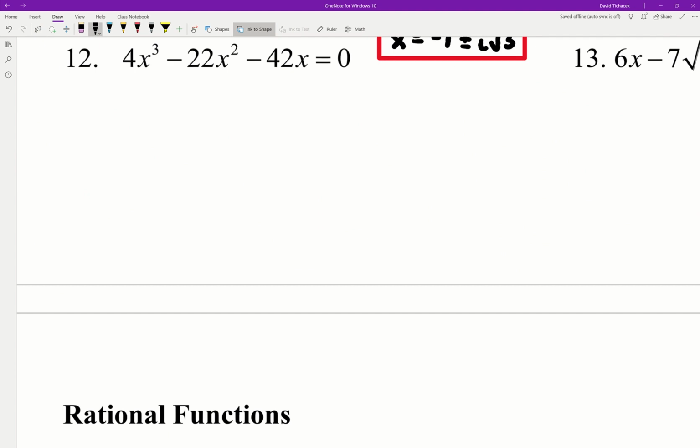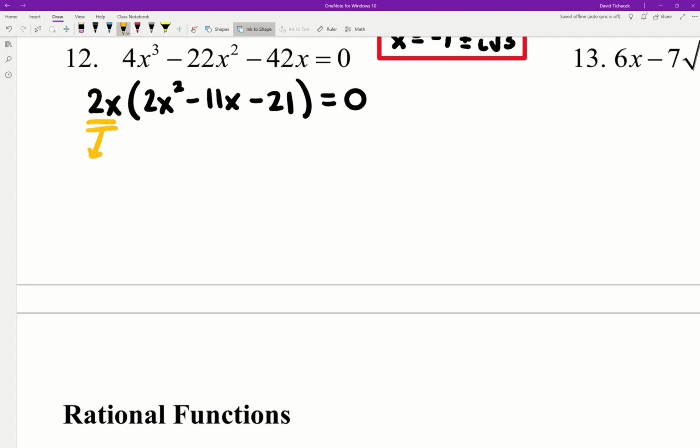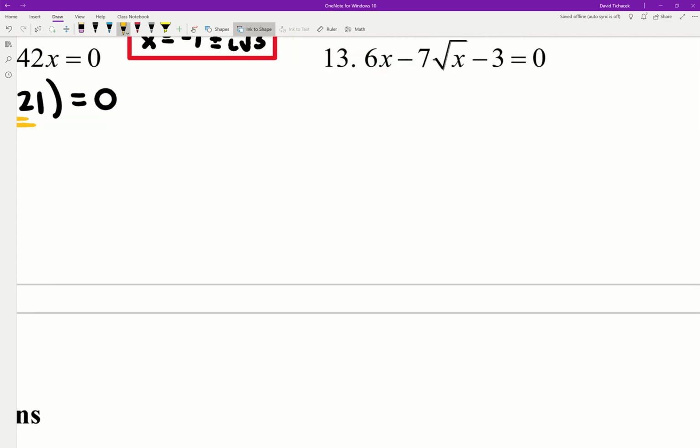So we would maybe want to factor out a 2x in this case as the GCF in all 3 of these terms. So 2x, and that would leave behind, of course, 2x squared minus 11x minus 21 is equal to 0. And then we would need to go through and perform the zero product property here, right? So 2x, set that equal to 0 and solve. You would get x is equal to 0. And then this would have to be something that we could use the quadratic formula to solve. I'll leave that for you to do, just to save some time in the video, okay?